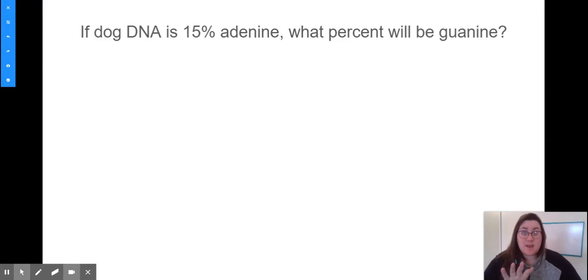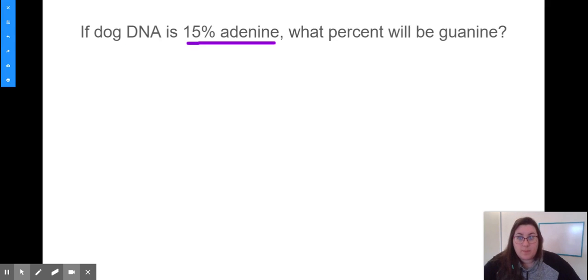Alright, guys. So for this type of math problem, we are going to be looking at converting and trying to figure out what percent of my DNA is going to be made up of guanine based on a percentage of adenine that I gave you.